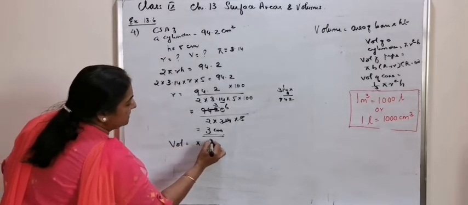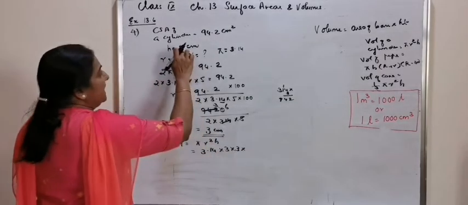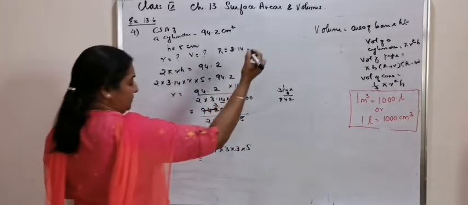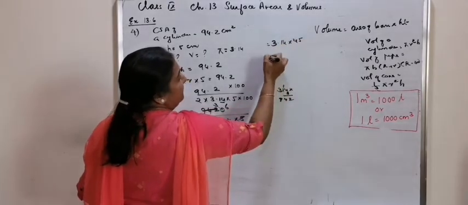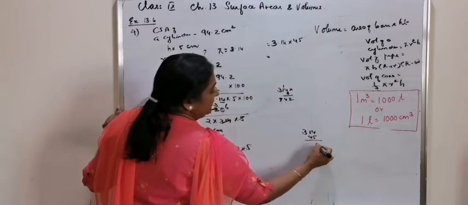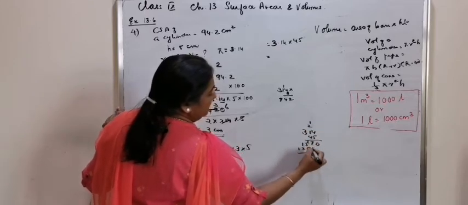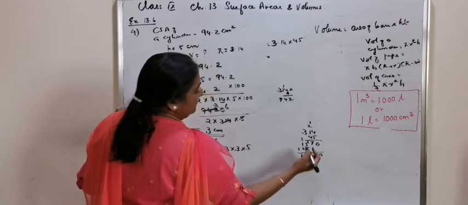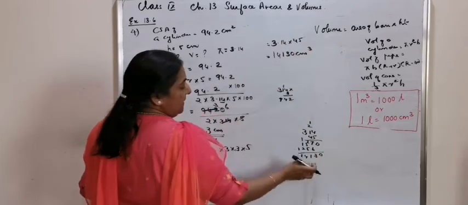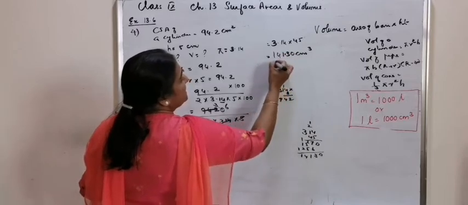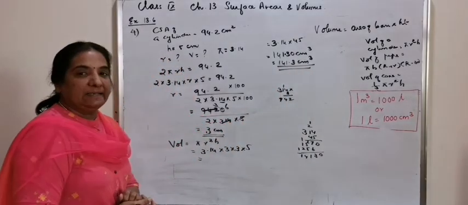Volume is equal to pi r square h, which is equal to 3.14 into radius 3 into height given as 5, which is equal to 3.14 into 9 5s are 45, into 45. 5 4s are 20, 7, 15, 16, 5, 4 3s are 10, 0, 13, 30 centimeter cubed, or by 2 decimal places, it is 141.3 centimeter cubed. That's the volume of the cylinder.